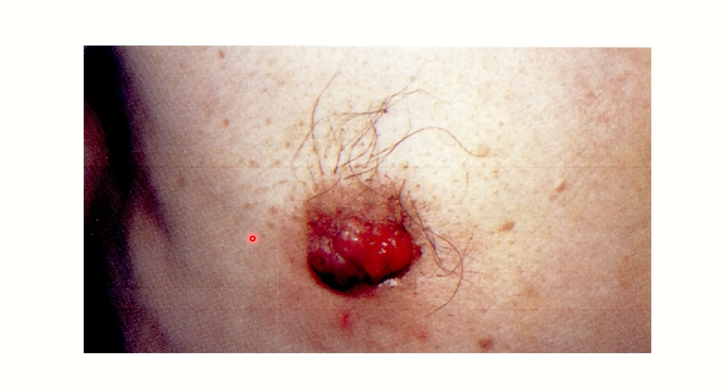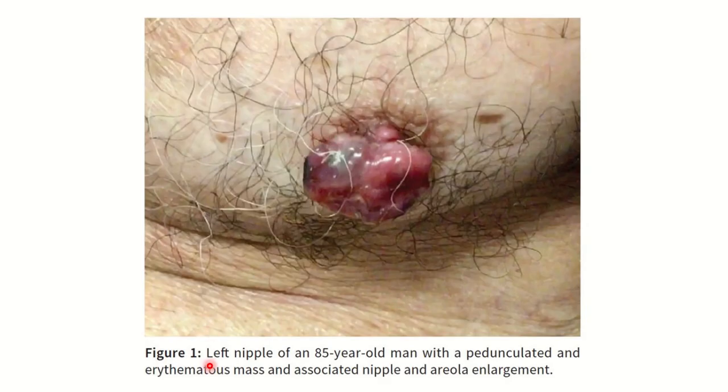So here you can see some other pictures regarding the carcinoma of the male breast. Here we can see the nipple areolar complex is completely distorted and a mass appeared. In this picture also, we can see the left nipple of an 85 year old man with a pedunculated and erythematous mass and associated nipple areolar enlargement.